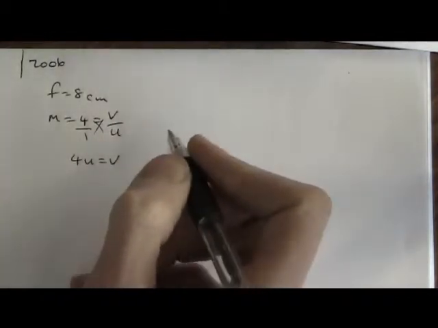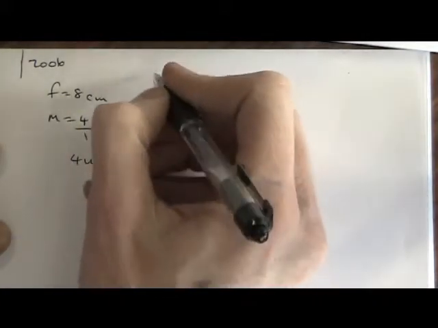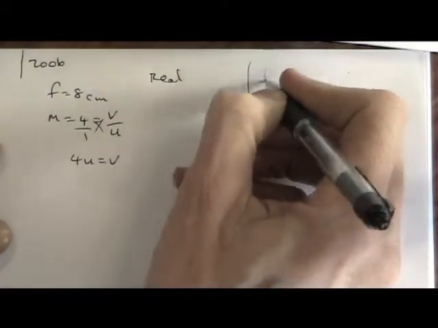Now if it says two positions, it means one image is going to be real and one's going to be virtual. So you're going to have a real image and you're going to have a virtual image.